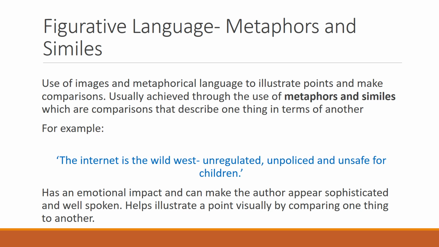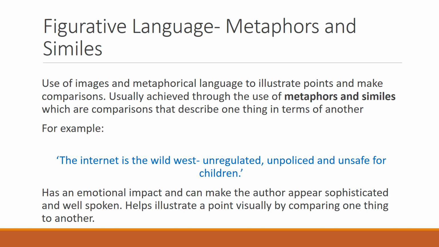So the example on the screen, the concept is that the internet is not a very safe place, and the author uses a metaphor to really make that point. So the internet is the Wild West. It's unregulated, it's unpoliced, and it's unsafe for children. He's used the metaphor of the Wild West, so somewhere where cowboys and outlaws live, and he's used that imagery to make a link to the internet.